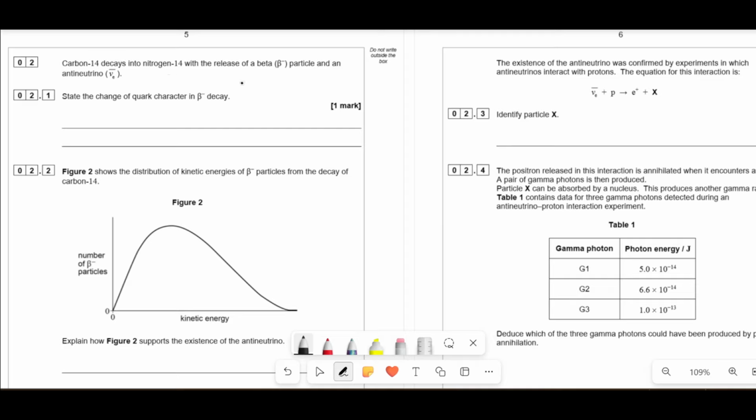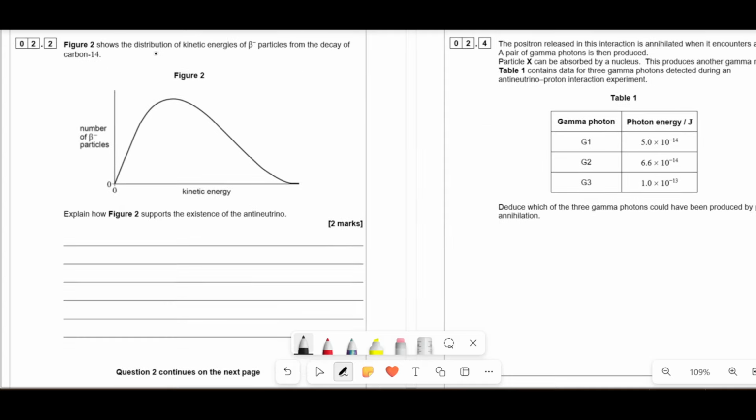Carbon-14 decays into nitrogen-14 with the release of a beta particle and an antineutrino. State the change of quark character in beta-minus decay. What's happening here, remember, is that a neutron becomes a proton. A proton is up, up, down. A neutron is down, down, up. So one of the downs must change to an up. So a down quark becomes an up quark.